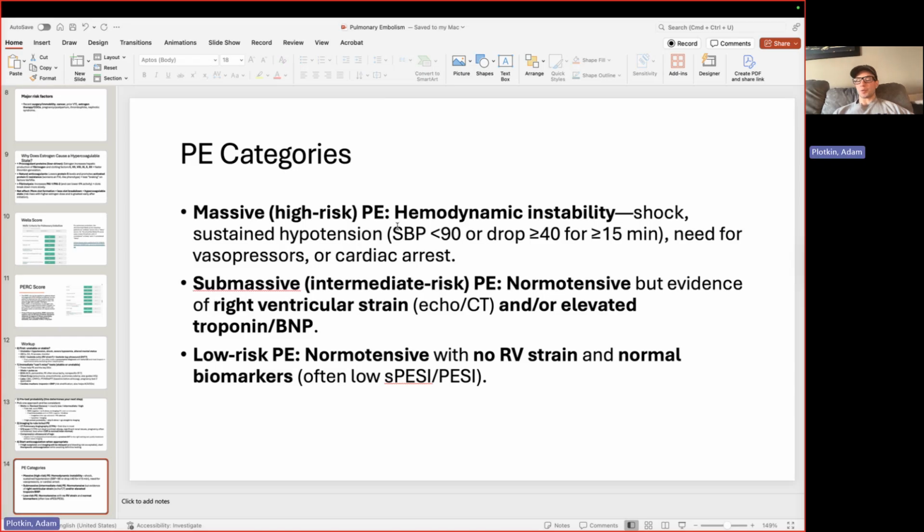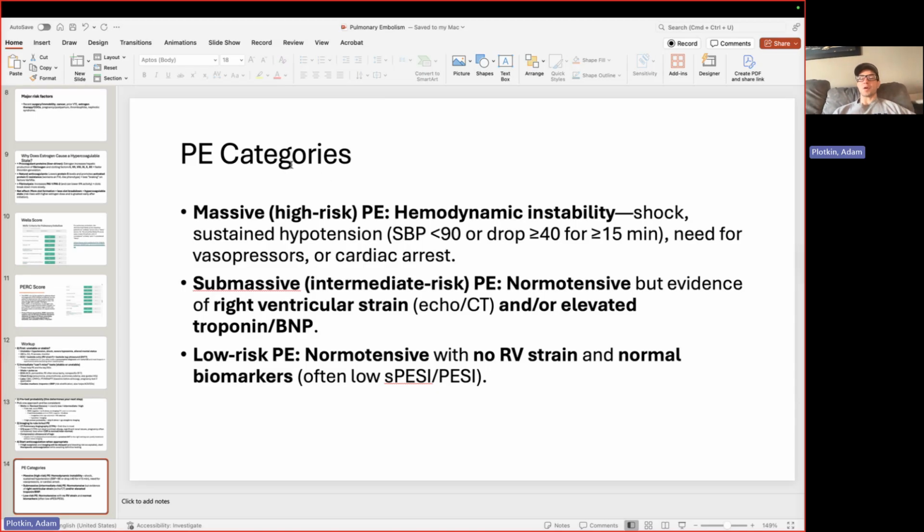So PE categories. We've alluded to this. Going low to high, we have a low risk PE where the patient is normotensive, their blood pressure is totally fine, there's no right ventricular strain, and they have normal biomarkers. So that would have been our patient in the clinical vignette to begin. Submassive or intermediate risk, they're still normotensive, but now there are signs of right ventricular strain, either on the CT or an echo, and maybe they have elevated troponin and BNP, which tells me there might be right ventricular dysfunction going on.